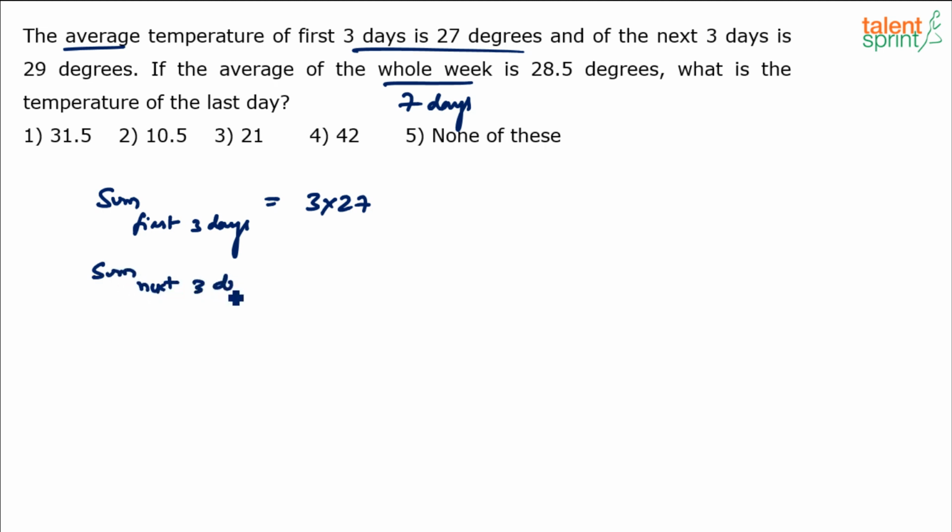Then the sum of the next 3 days. What will be the sum of the next 3 days? 3 into 29, since for the next 3 days the average was 29. We have to find out the last day's temperature. Last day, let us assume it is T.